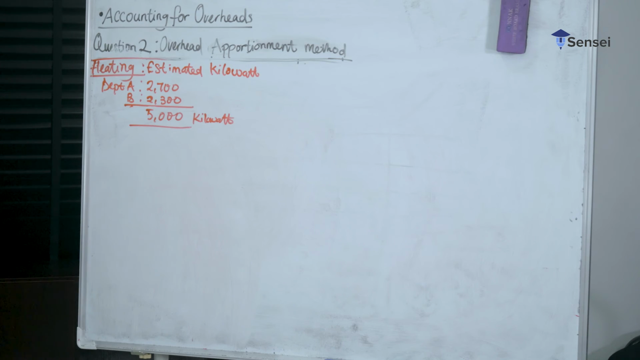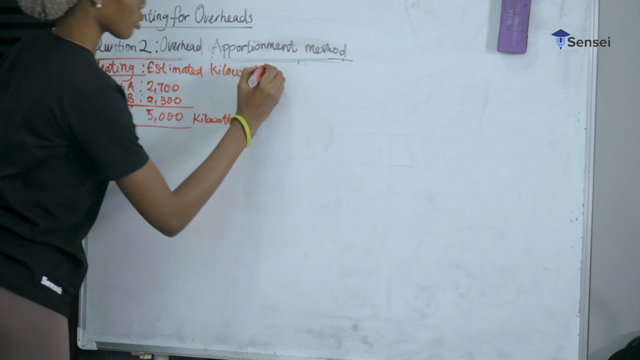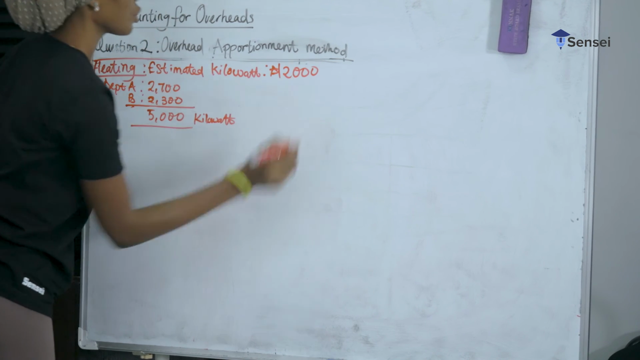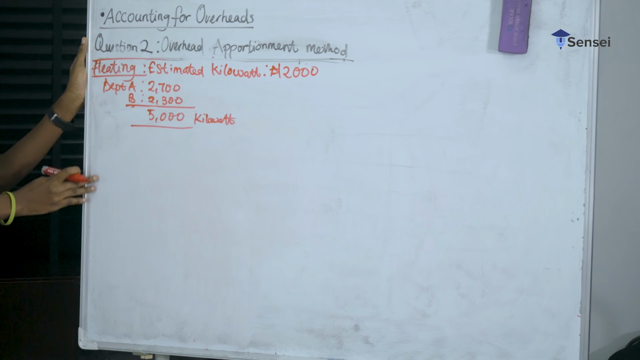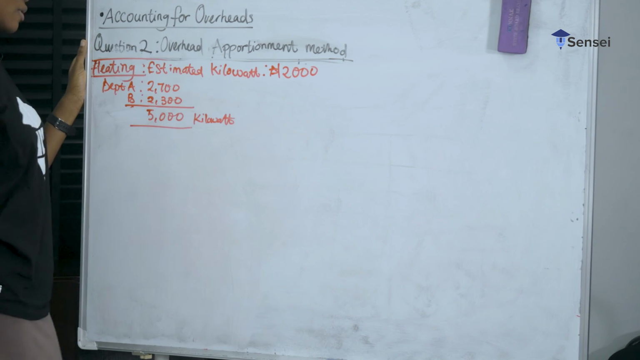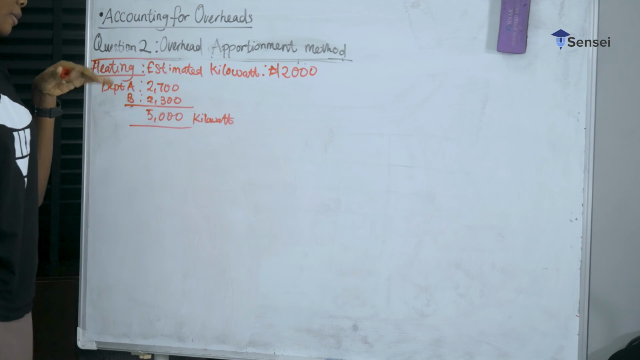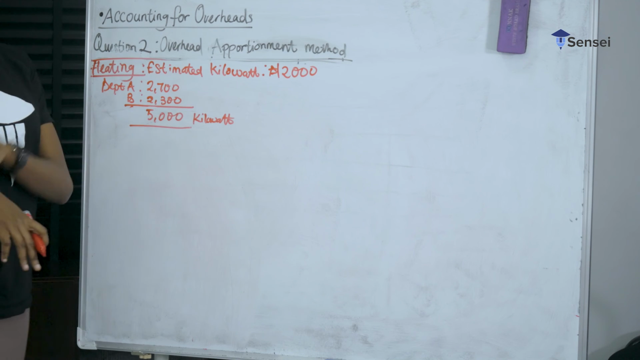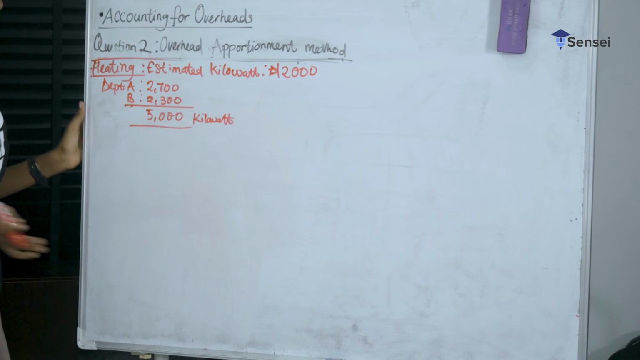So here is the calculation for apportioning the cost of heating, which is 2,000 naira, between Department A and Department B. Also, under heating, the estimated number of kilowatts for Department A is 2,700, while the estimated kilowatts for Department B is 2,300. There is no kilowatts used in the production control. That's the service department, Department C, anyways.